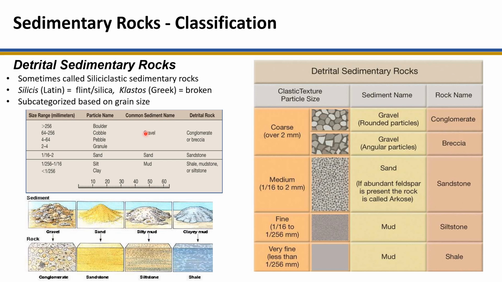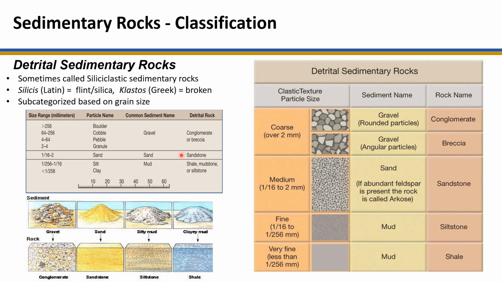The composition of detrital sedimentary rocks depends on the composition of the clasts. For example, a detrital sedimentary rock made up of sand-sized clasts of quartz will be quartz sandstone. Gravel will become conglomerate. Silty mud will become siltstone, while clayey mud will become shale.